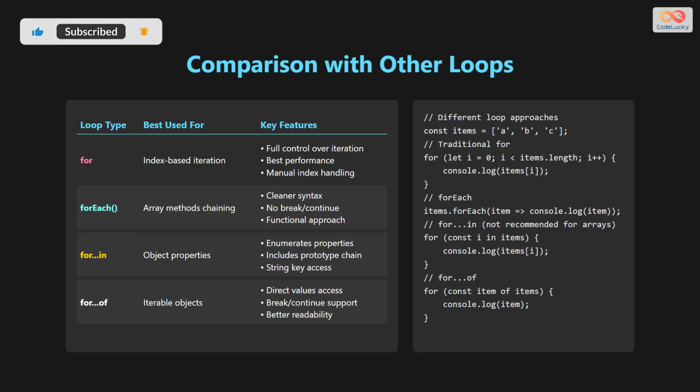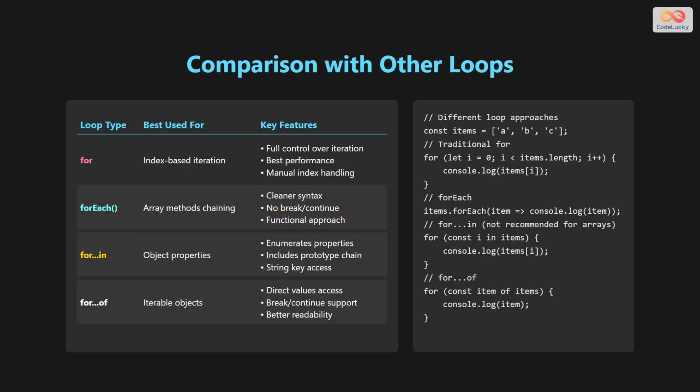The for...in loop is used for object properties. It enumerates properties including the prototype chain. The keys are accessed as strings. Finally, the for...of loop is used for iterable objects. It provides direct access to the values, supports break and continue statements, and is known for better readability.